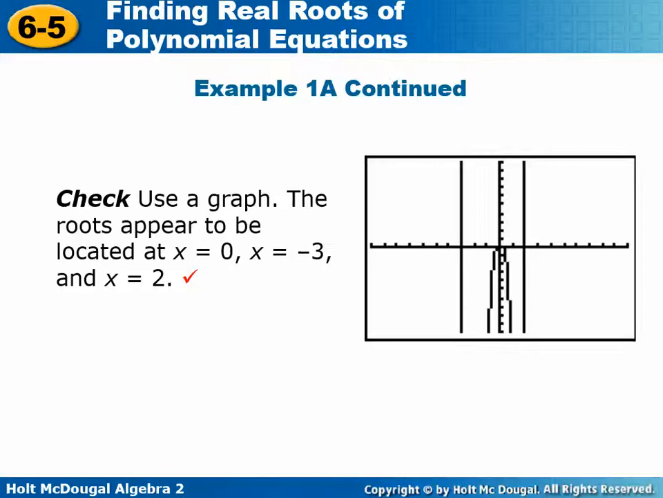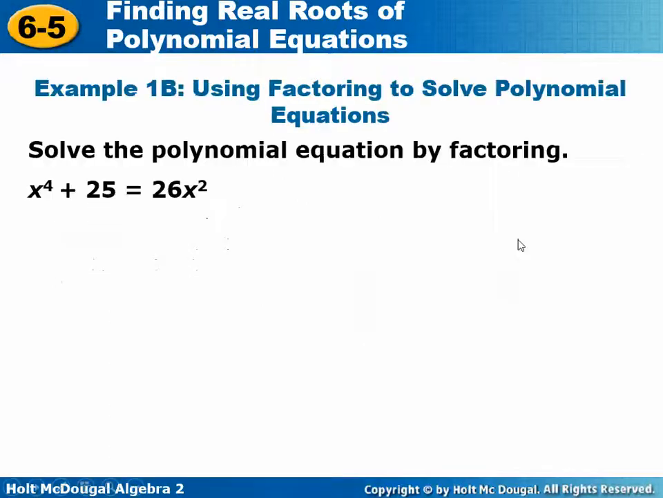That's what I got. If you had done it on a graphing calculator, it would look more like this, a little bit kind of chopped up looking. But that's okay. We still can see that it's at 2, 0, and -3. All right, so this is just another example.